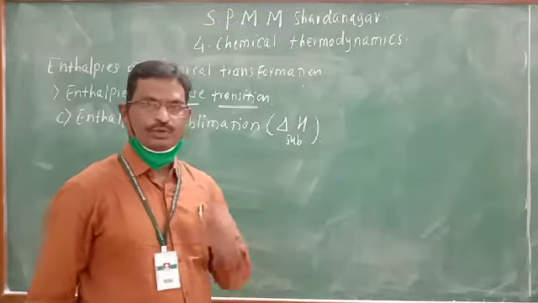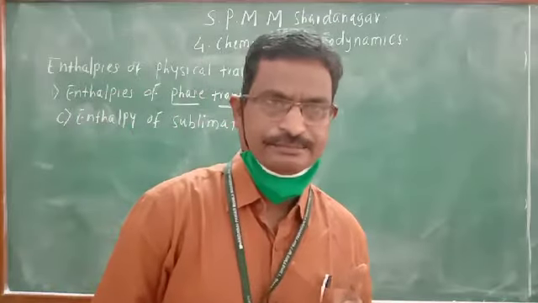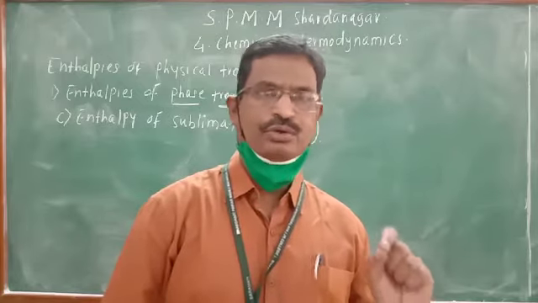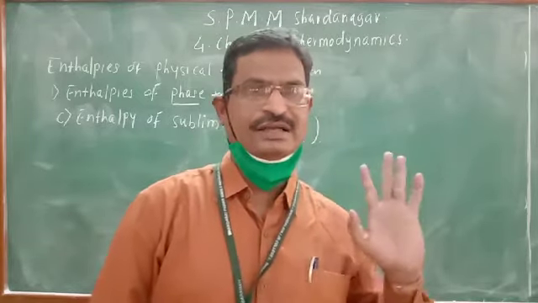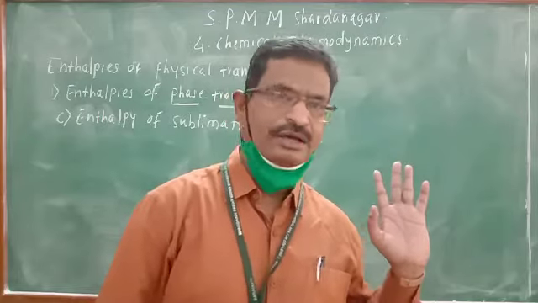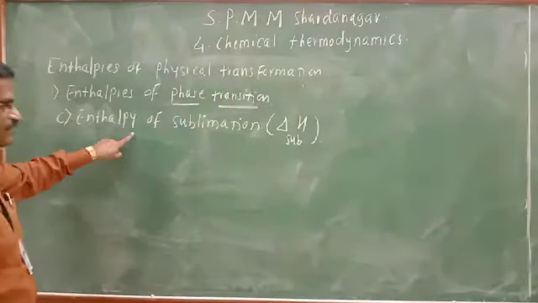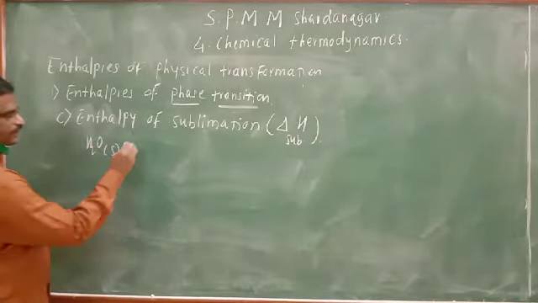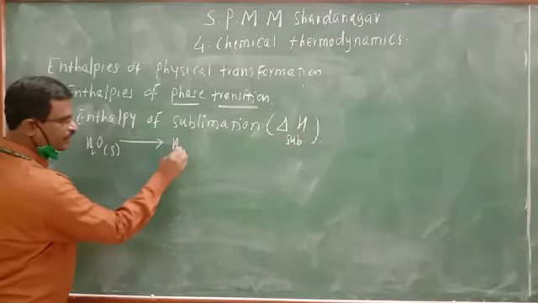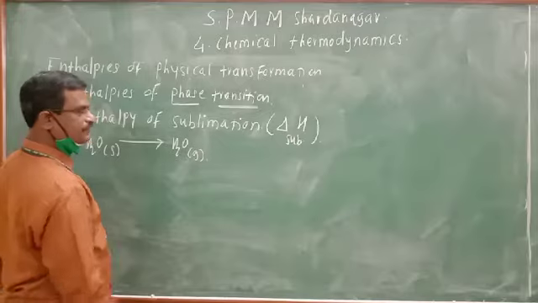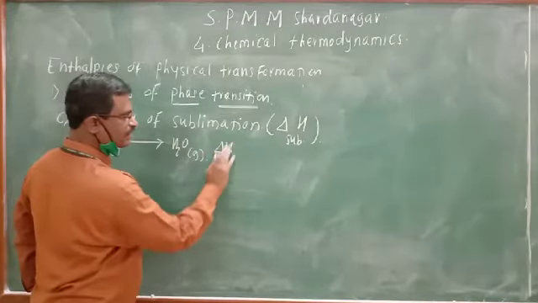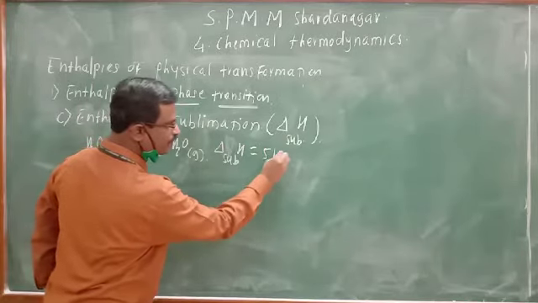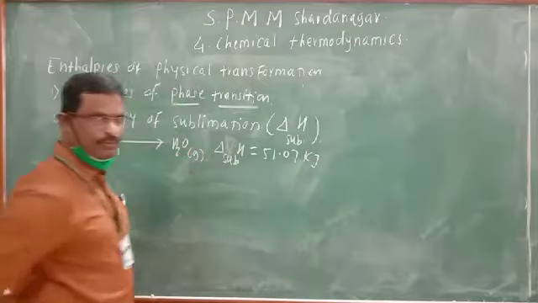Whenever 1 mole of solid is heated, it is directly converted into the gaseous state without passing through the liquid state. The change in enthalpy observed there is known as enthalpy of sublimation. For example, H2O water in a solid state, whenever heated, is converted to water in a gaseous state at 0 degree Celsius; the enthalpy of sublimation of water will be equal to 51.07 kilojoule per mole.